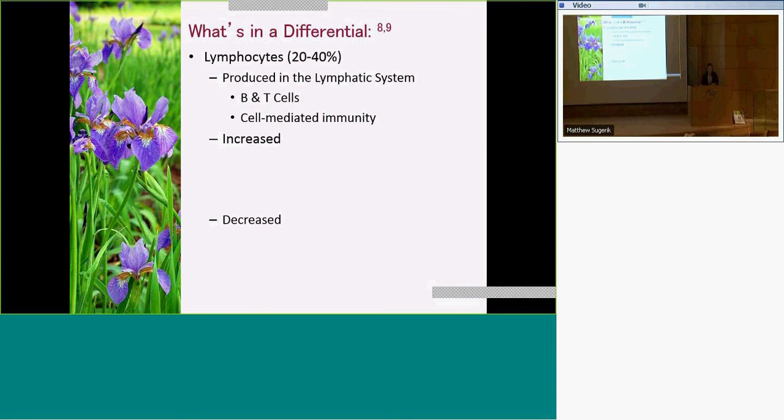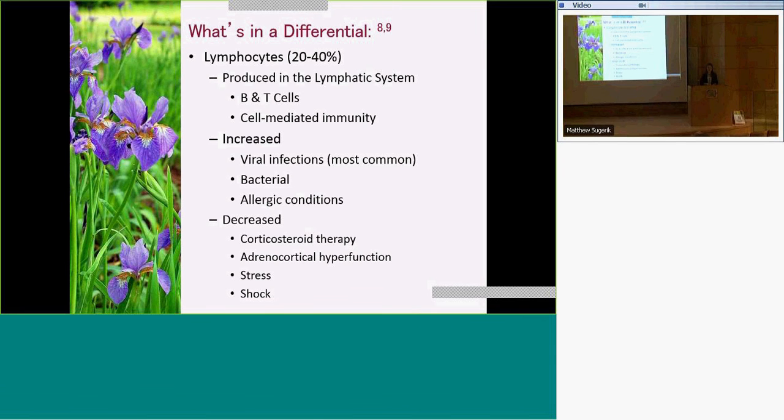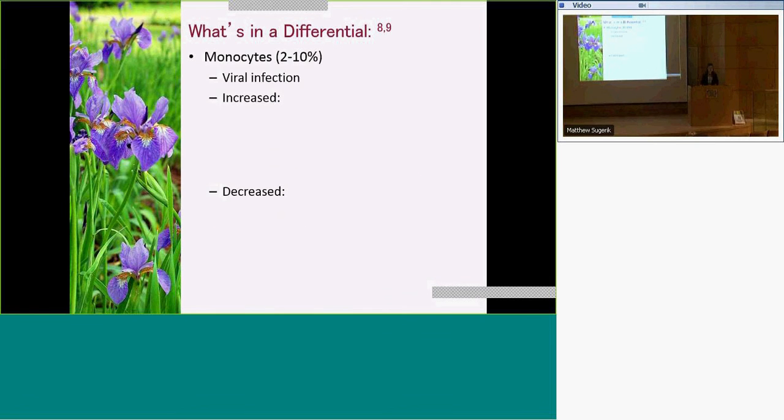Lymphocytes are usually the second most common, and this is your cell-mediated immunity, or your B and your T cells. More likely to be increased in viral infections, but also bacterial and certain allergic things. And decreased, you're going to see these 4 things repeatedly. So corticosteroids or adrenocortical hyperfunction, stress, and shock will wipe them out.